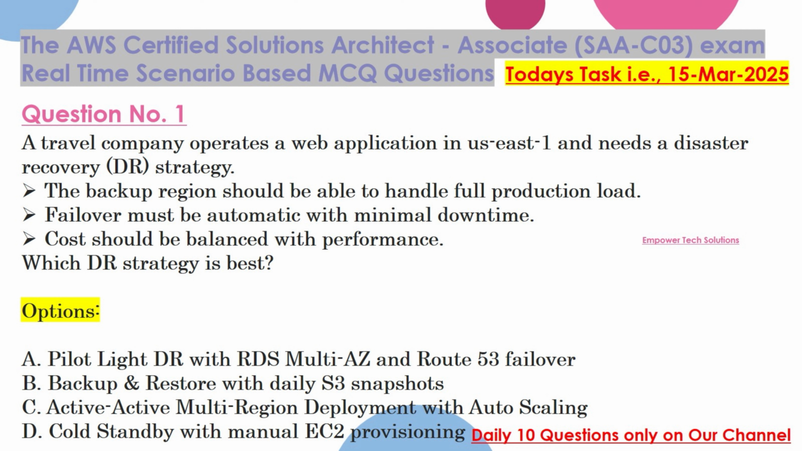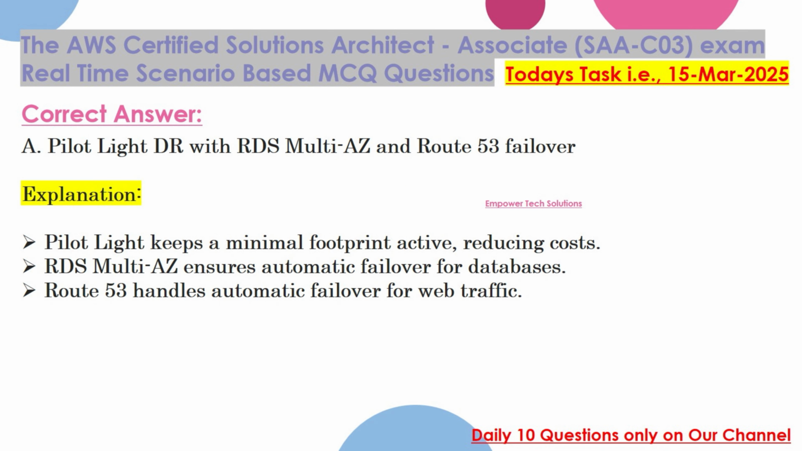Options: A. Pilot Light DR with RDS Multi-AZ and Route 53 failover. B. Backup and restore with daily S3 snapshots. C. Active multi-region deployment with auto-scaling. D. Cold standby with manual EC2 provisioning. Correct answer: A. Pilot Light DR with RDS Multi-AZ and Route 53 failover.